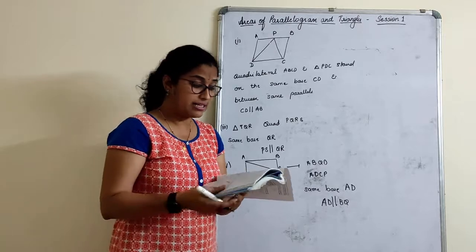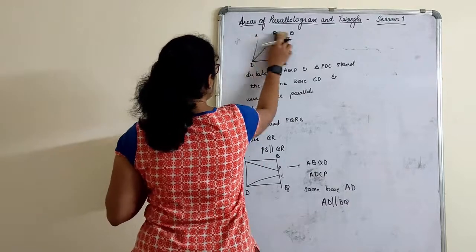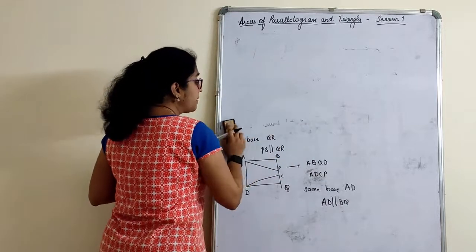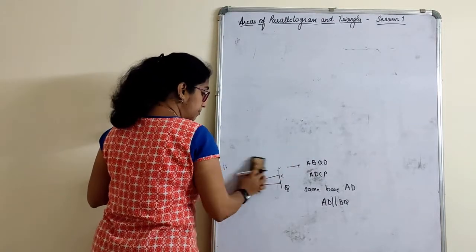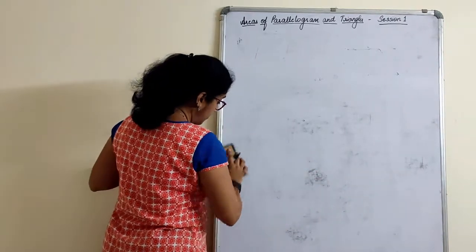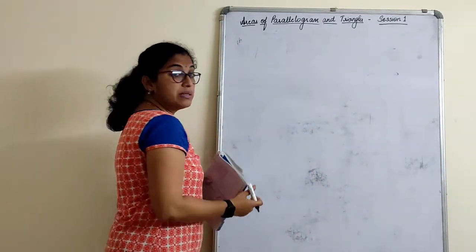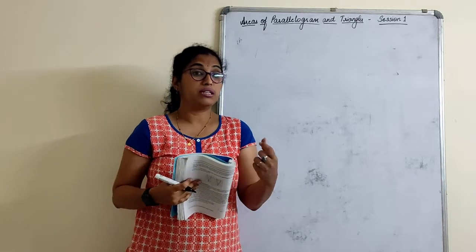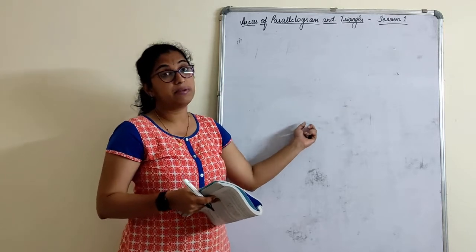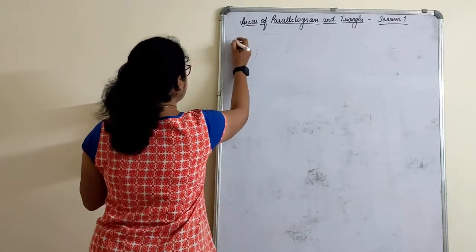A very simple exercise. We will quickly start with the theorem, that is, what is the relation between two parallelograms standing on the same base. The theorem says that parallelograms standing on the same base and between the same parallels are equal in area. Suppose I have two parallelograms standing on the same base and between the same parallels. If I know the area of one parallelogram, then the other parallelogram also has the same area. So it is a theorem.